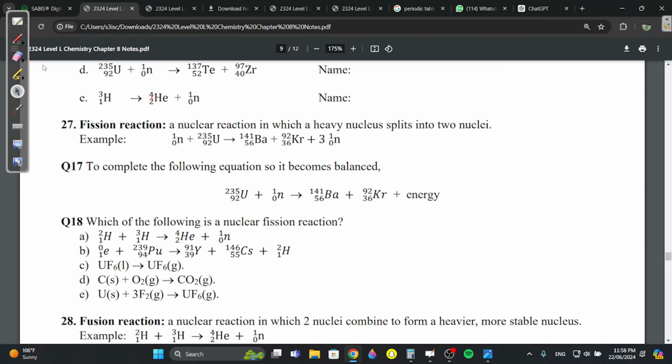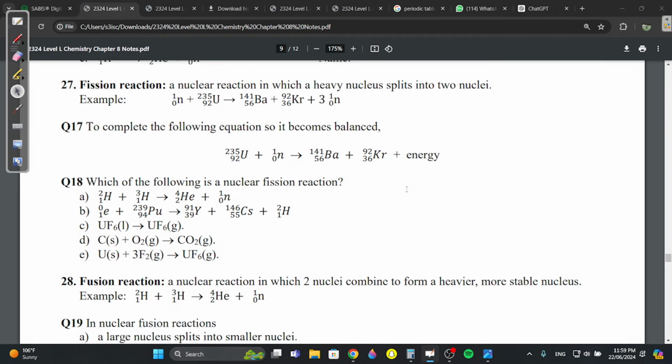Moving on, complete the following reaction so it becomes balanced. You have 236 over here. You have 233 over here. So what do we have to add? We have to add 3 in the mass. And here the charges are conserved, so we don't have to add anything in the charge. Which one gives me a charge of 0 but mass of 3? It's going to be 3 neutrons, right? Because each neutron is 1. So you write it like this.